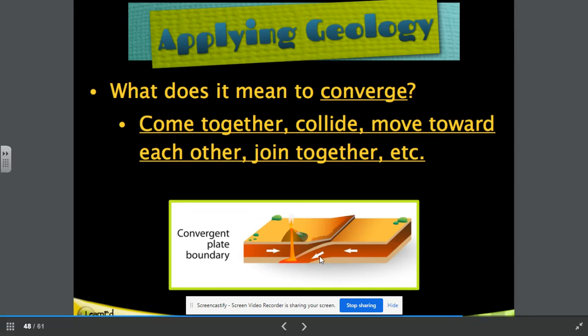Here we have a diagram of two plates coming together. This plate is moving towards this plate. Somebody has to give. So this plate actually goes under this plate. It causes this plate to melt. And as you can see here, this magma is coming through the Earth's surface in the form of a volcano. You have lava erupting at the top here.